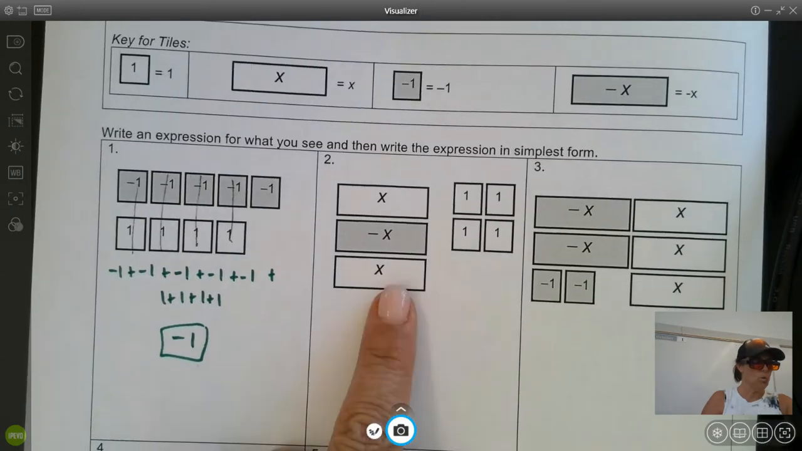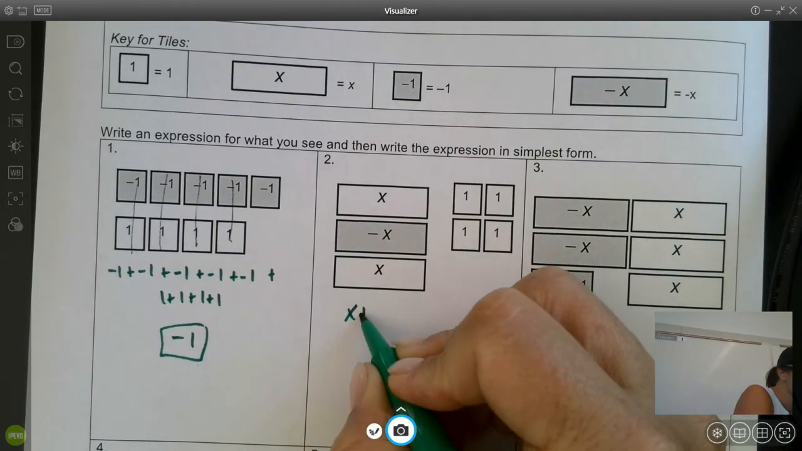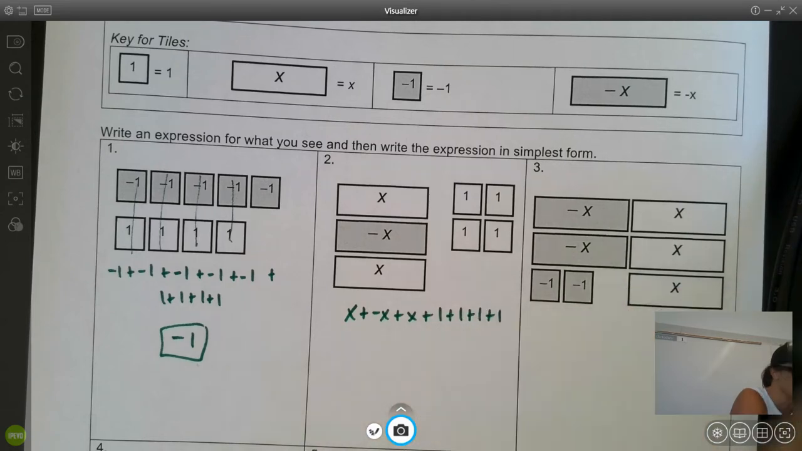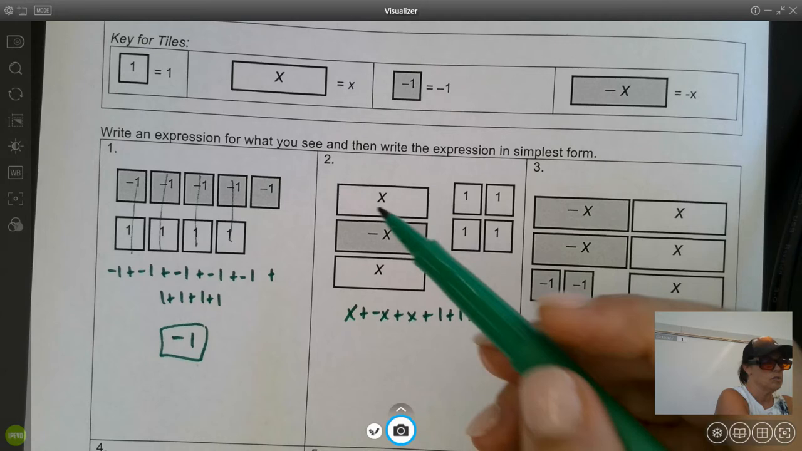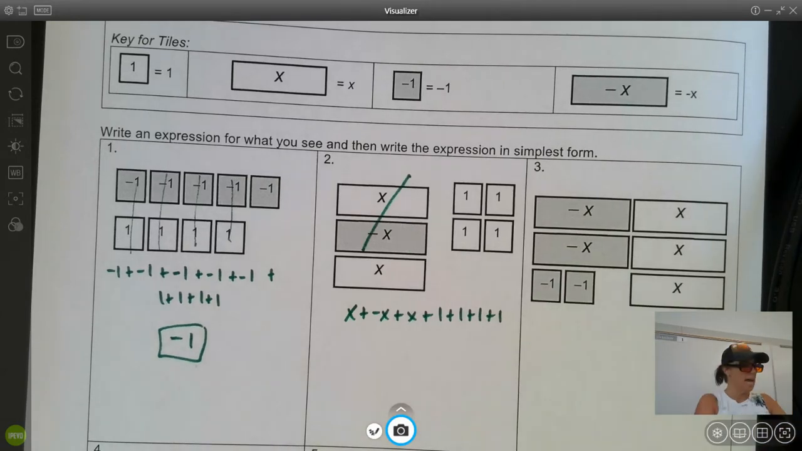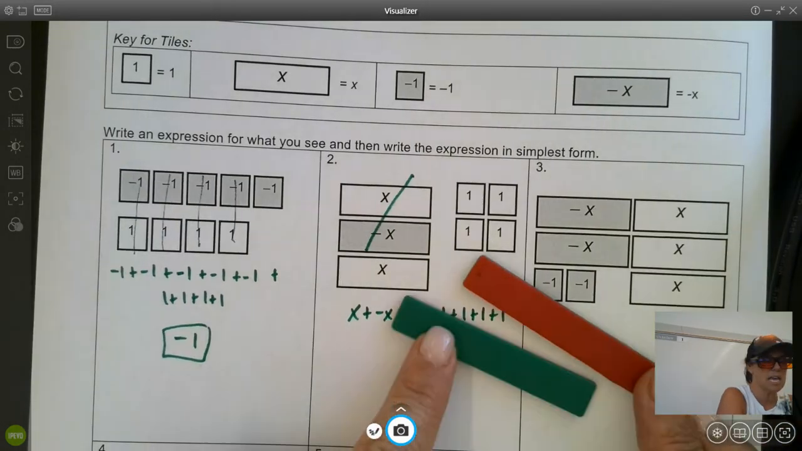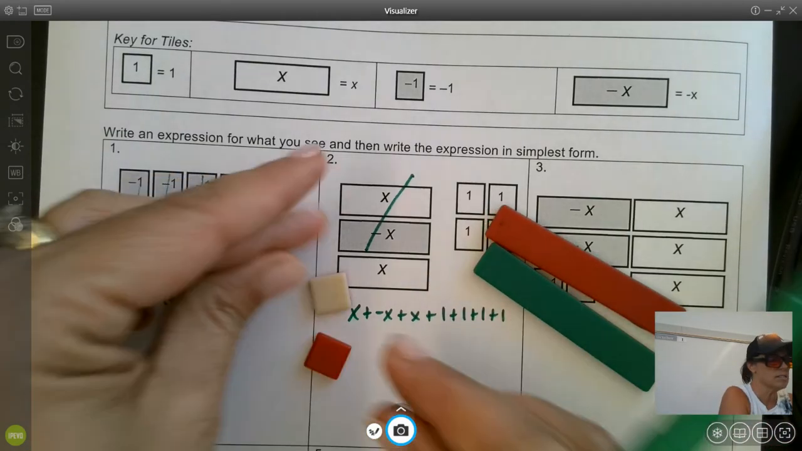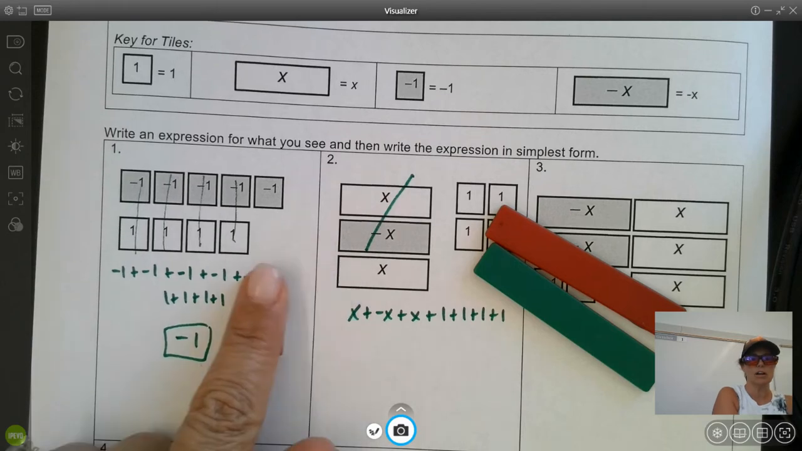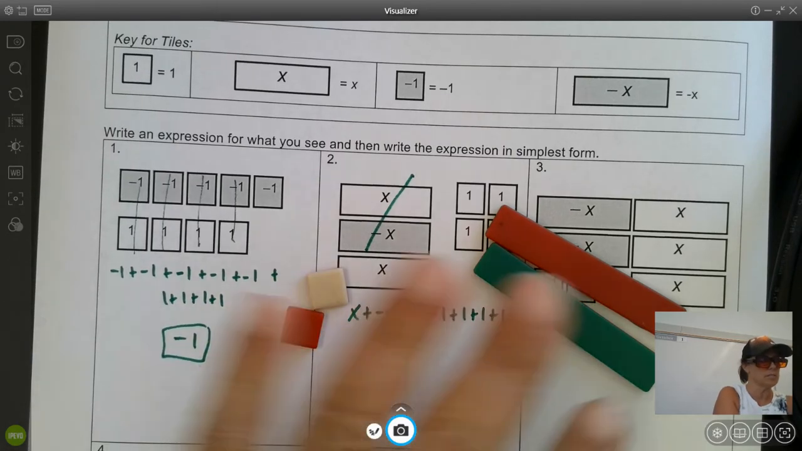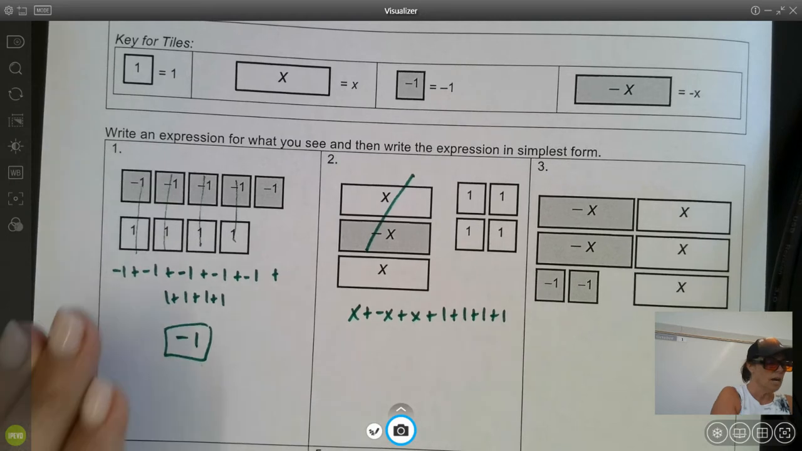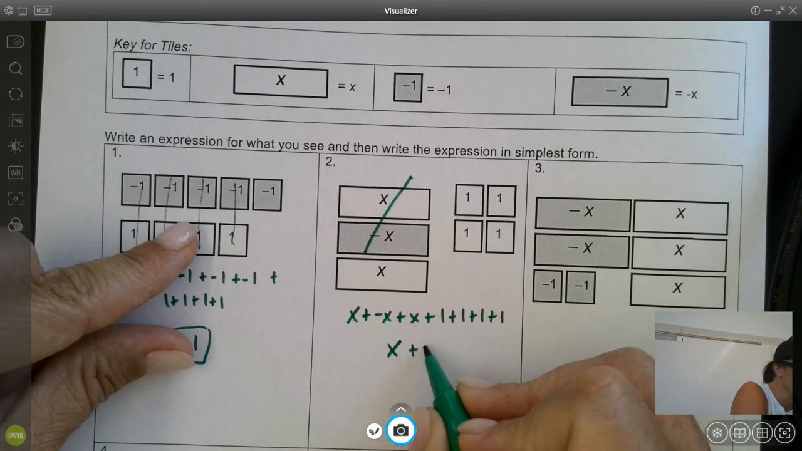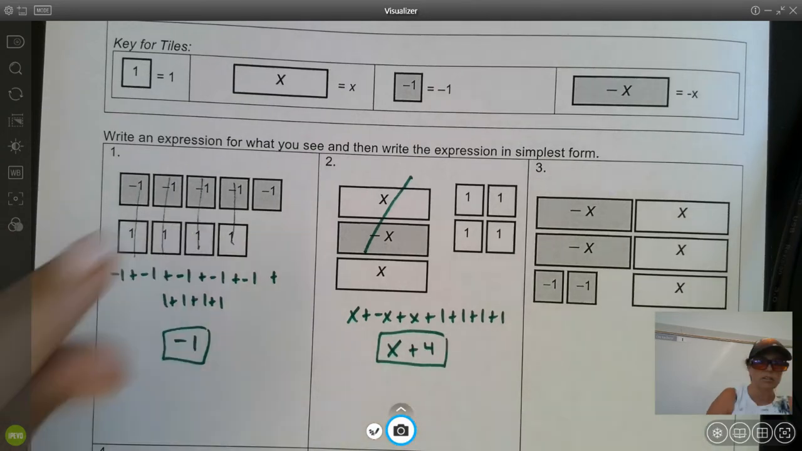On this guy, what I see is x plus -x plus x plus 1 plus 1 plus 1 plus 1. In 0 pairs, you handle an x and a negative x the same way. These cancel each other out just as these canceled each other out on the last couple lessons. So those cancel each other out. We're left with 1x and 4 positive tiles.